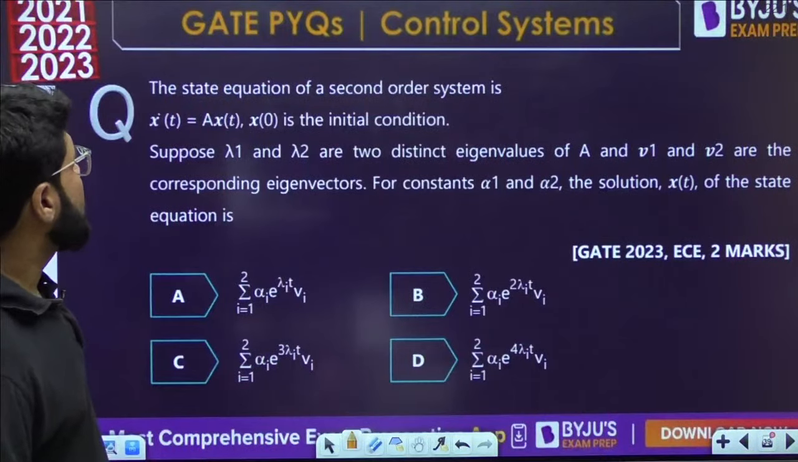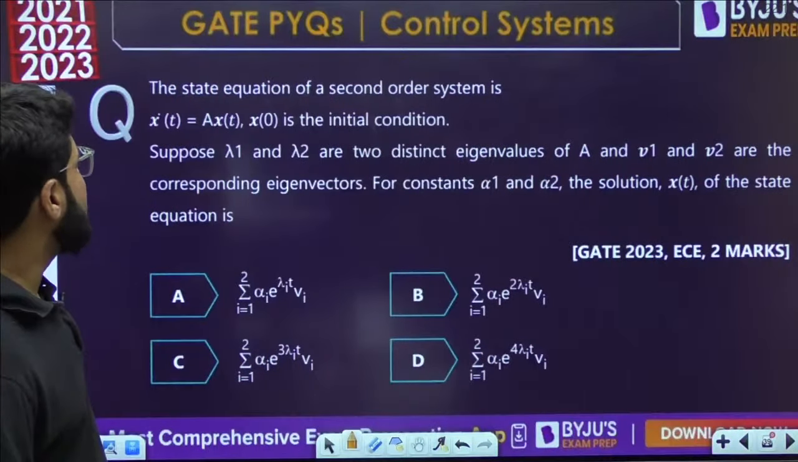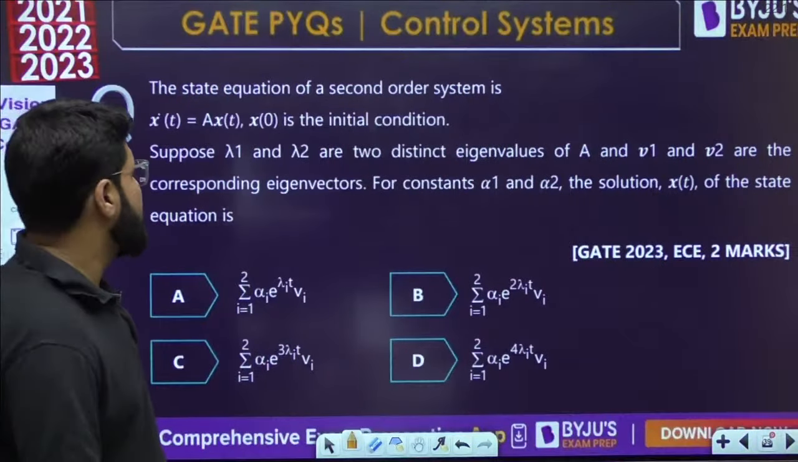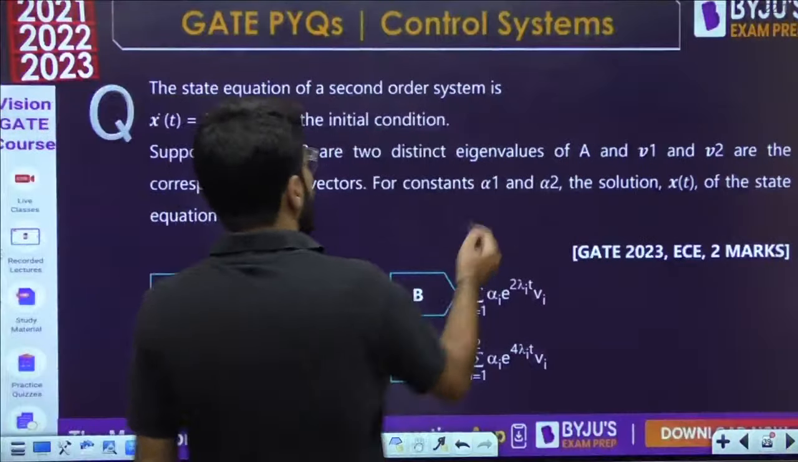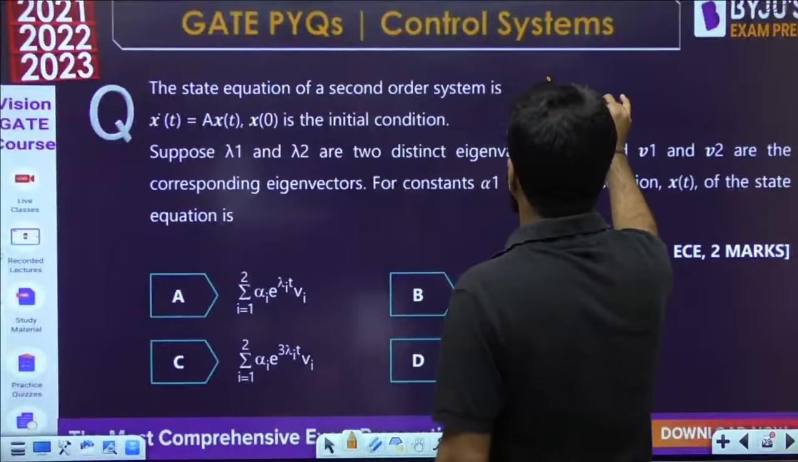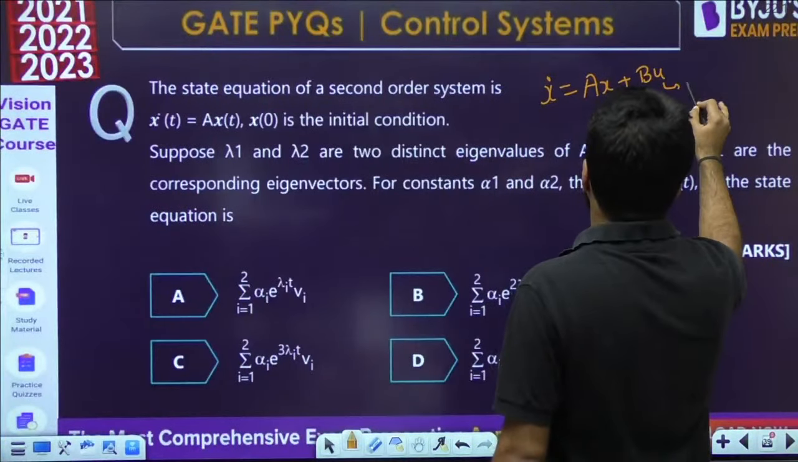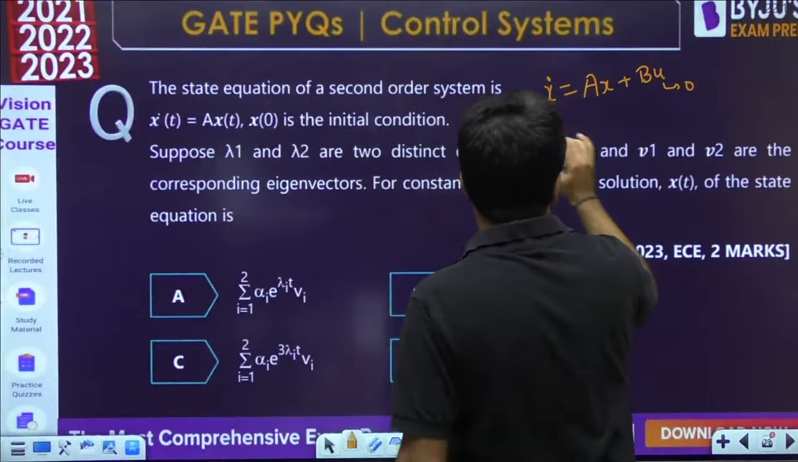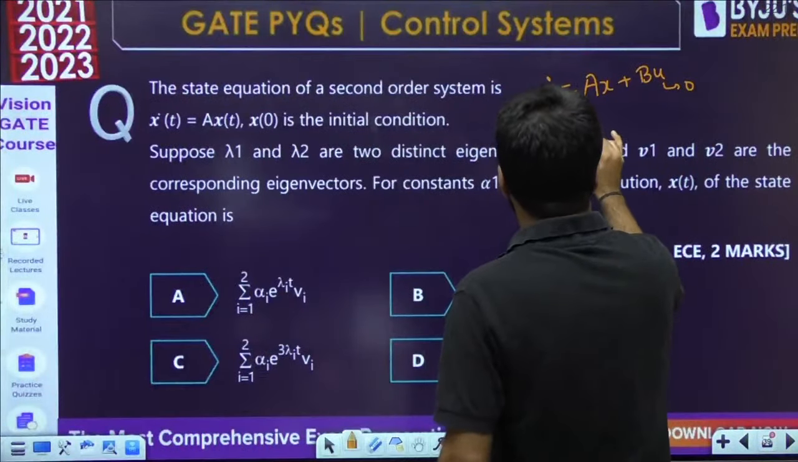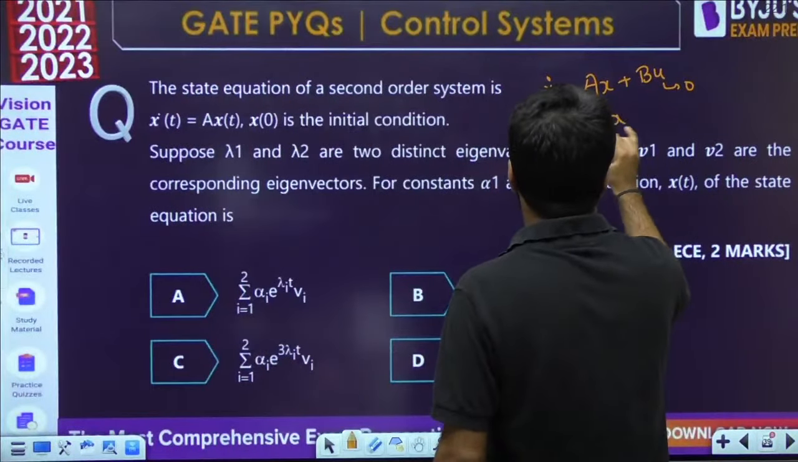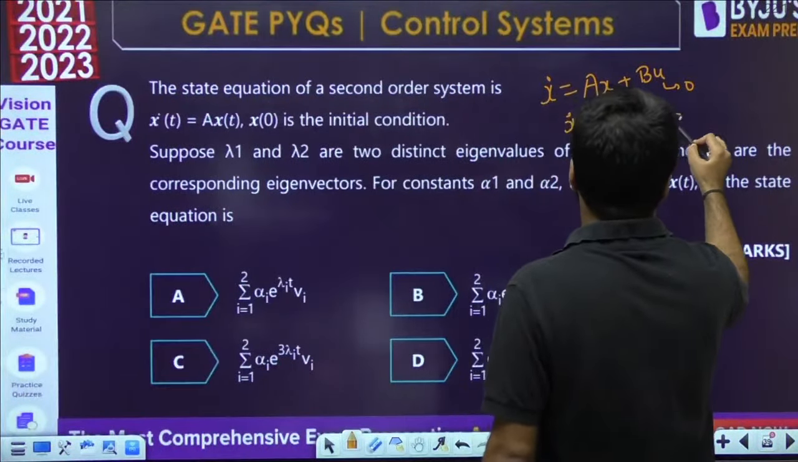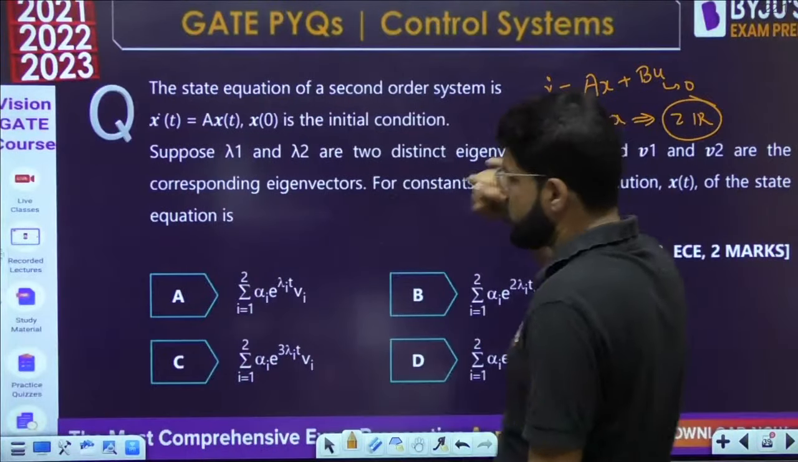The state equation of the second order system is x dot is equal to Ax, where x0 is the initial condition. Generally it is x dot equal to Ax plus Bu, but they have taken zero input, so then only it is x dot equal to Ax. So what they are now trying to figure out is the zero input response.